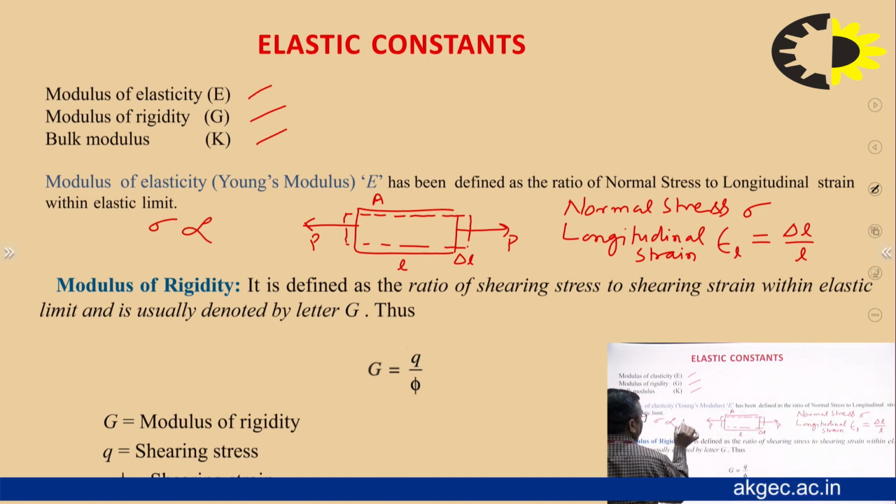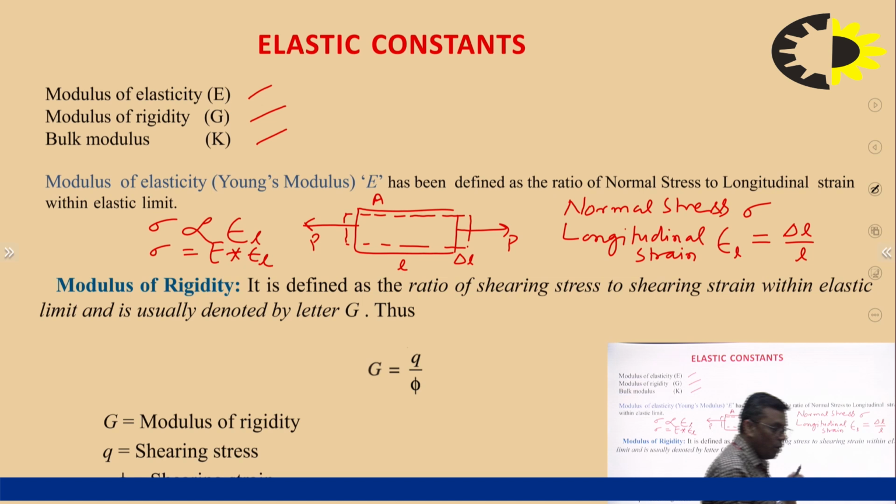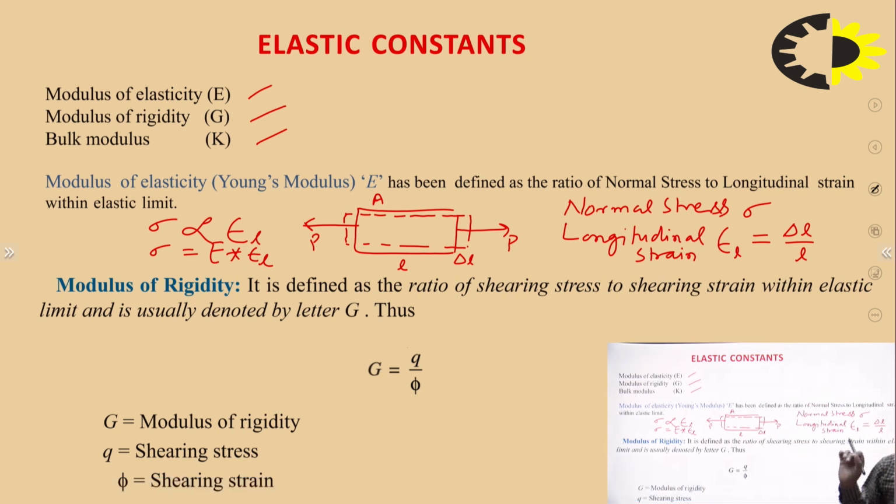And according to Hooke's law, sigma is directly proportional to epsilon L. When we remove the proportionality sign, we come across the modulus of elasticity, E. So E equals what? It is the ratio of normal stress to longitudinal strain, within the elastic limit, because Hooke's law is valid up to the elastic limit.